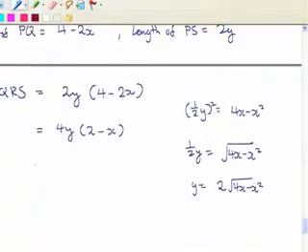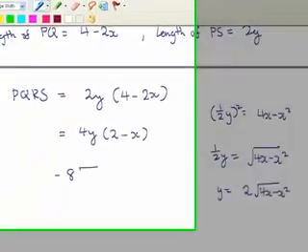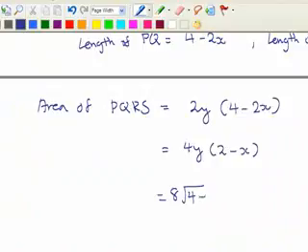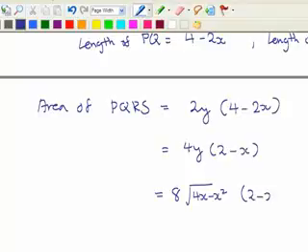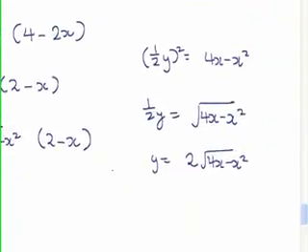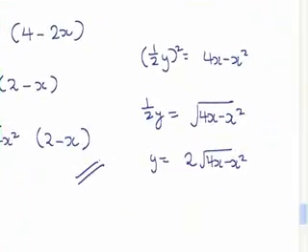And if you put the thing back into the equations, what you have, okay, let's write this carefully. It's square root of 4x minus x squared multiplied by 2 minus x. And that is precisely what the question needs us to show.